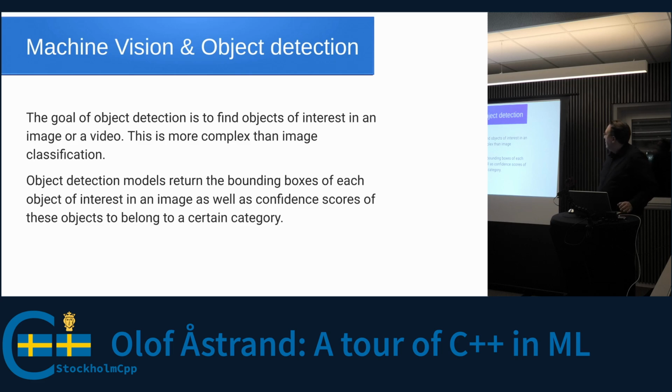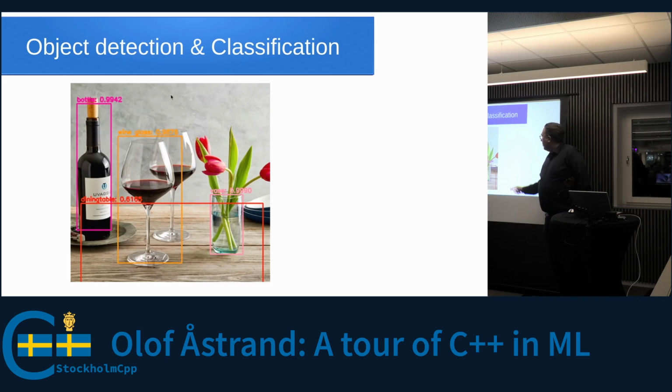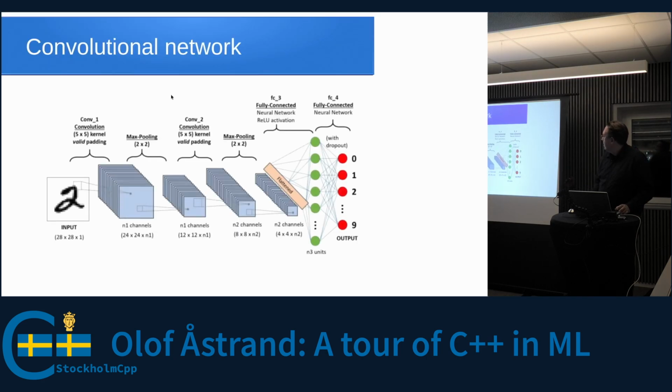Okay, I'll talk a little about machine vision and object detection. It's a bit different from what we talked about before, but you would like to find objects of interest in an image. It will find the bounding boxes and a number for how certain you are that you have classified this as a vase, dining table, and wine glass.